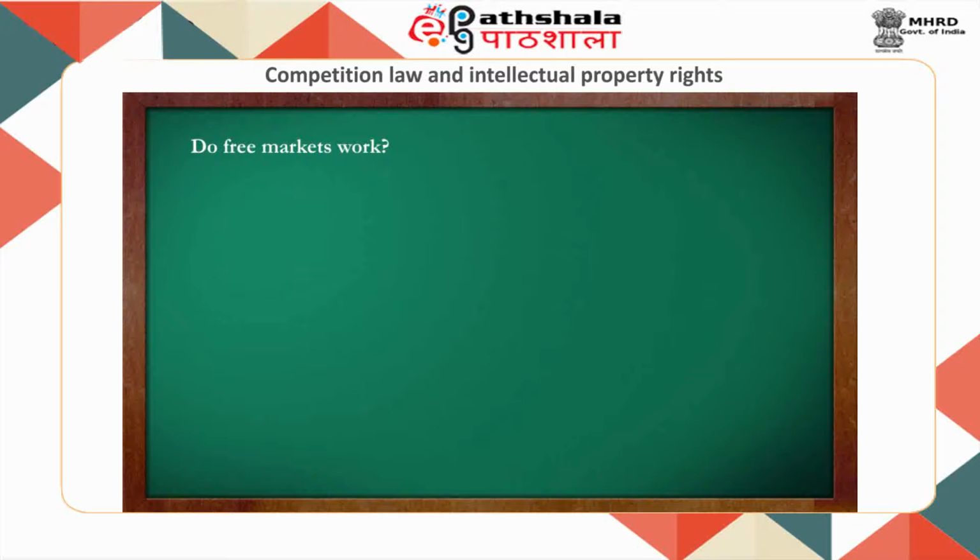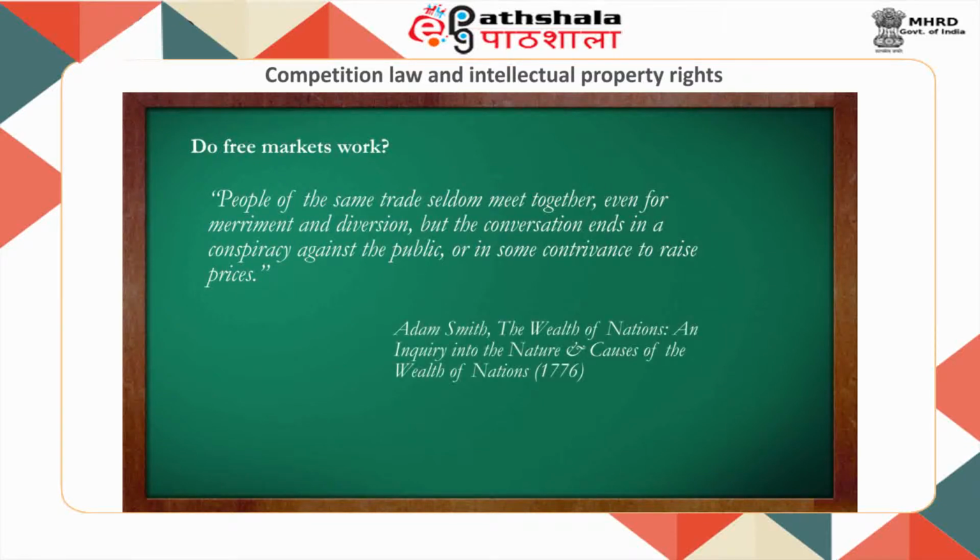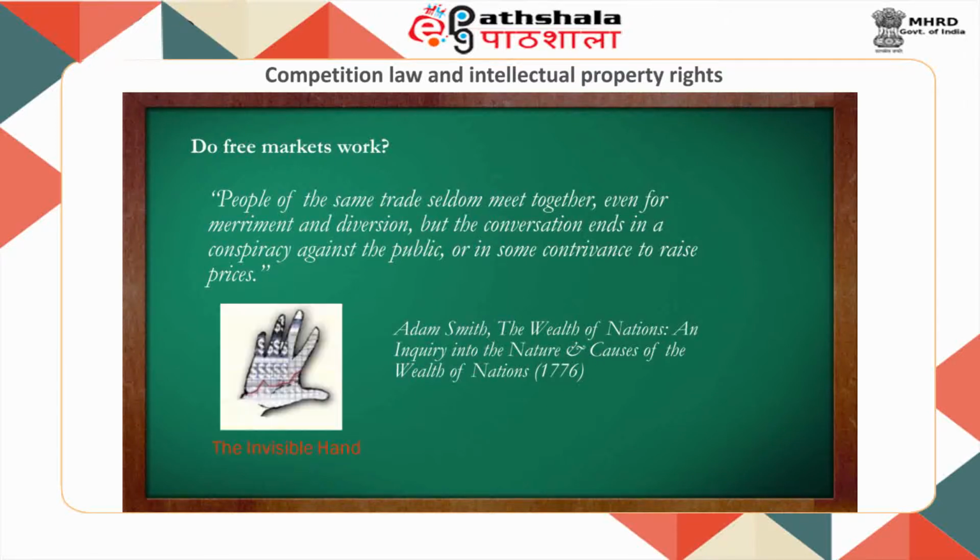Do free markets actually work has been one of the central problems of understanding how intellectual property and competition policy interact with each other. Now, Adam Smith, one of the famous propounders of the free market theory, in his classic book The Wealth of Nations, an inquiry into the nature and causes of wealth of nations, published in 1776, said, "People of the same trade seldom meet together even for merriment and diversion, but the conversation ends in a conspiracy against the public or in some contrivance to raise prices."